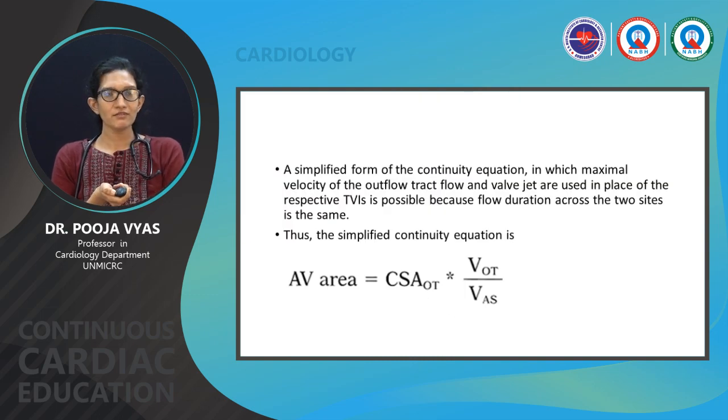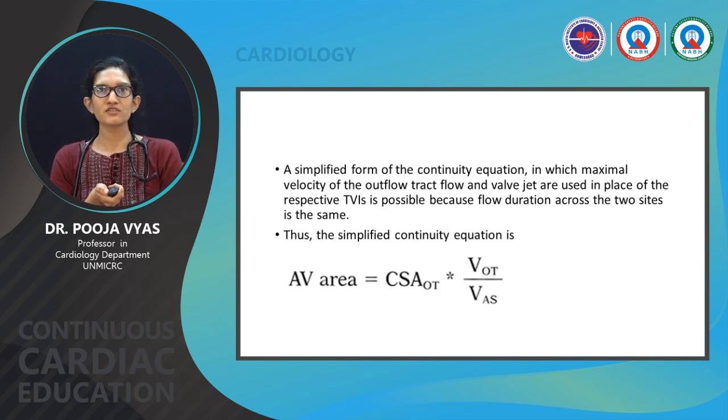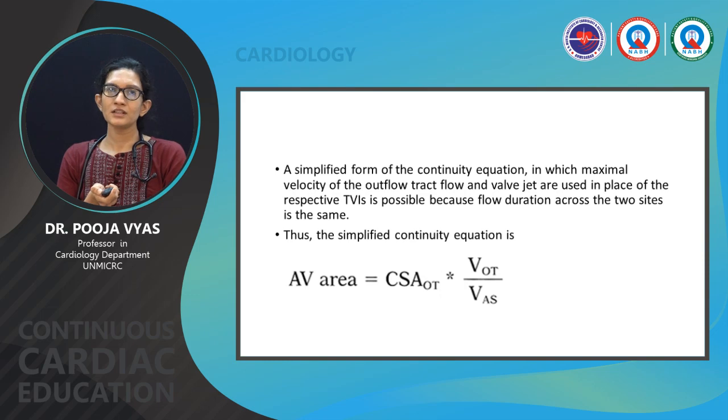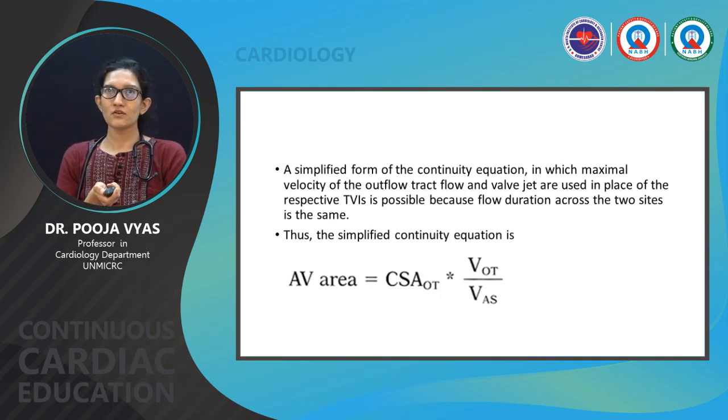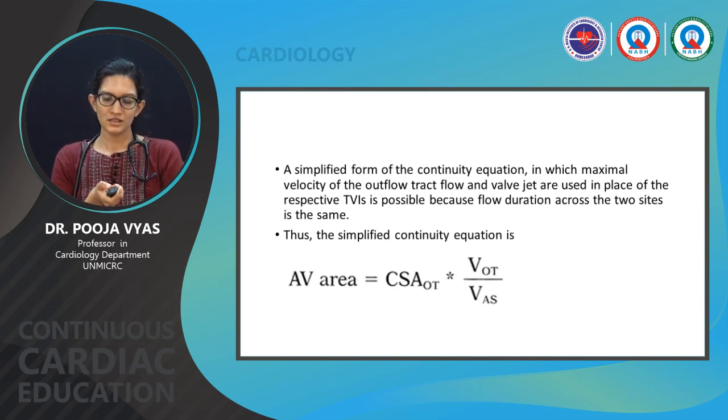And there is one simplified version of the continuity equation also, where time velocity integral was replaced by maximum velocity. So here instead of taking time velocity integral of LVOT and aortic valve, we just took Vmax across LVOT and across aortic stenosis, because the flow duration across the two sides is the same, but usually we don't use this method. The correct method to calculate aortic valve area is this one, by using time velocity integral.